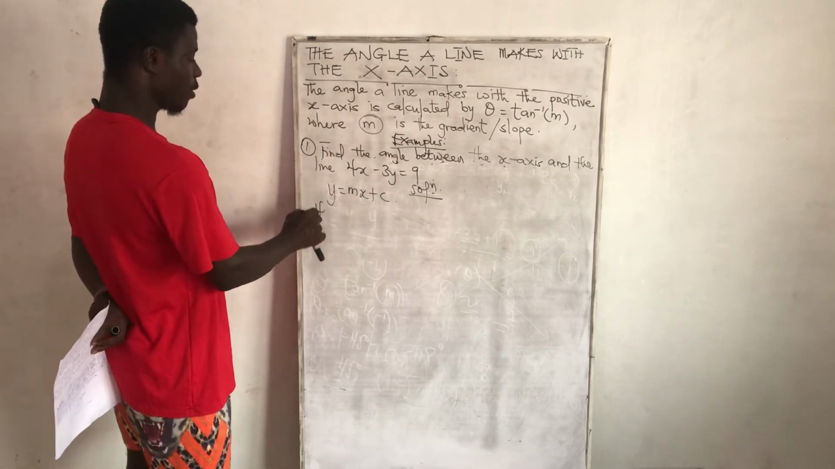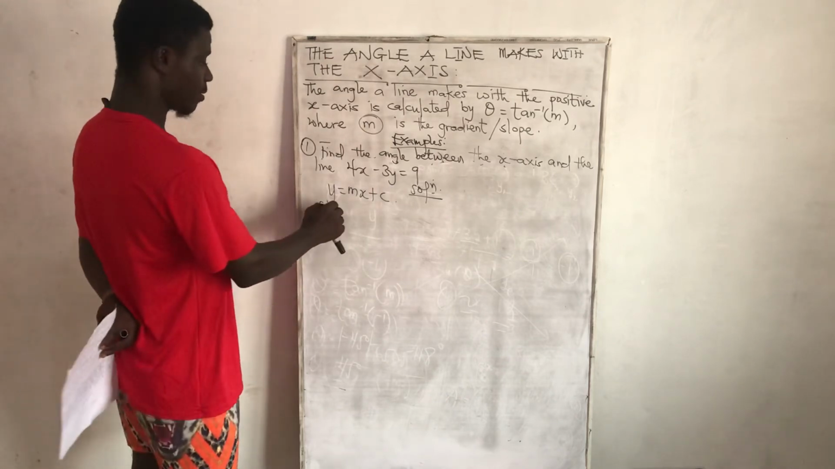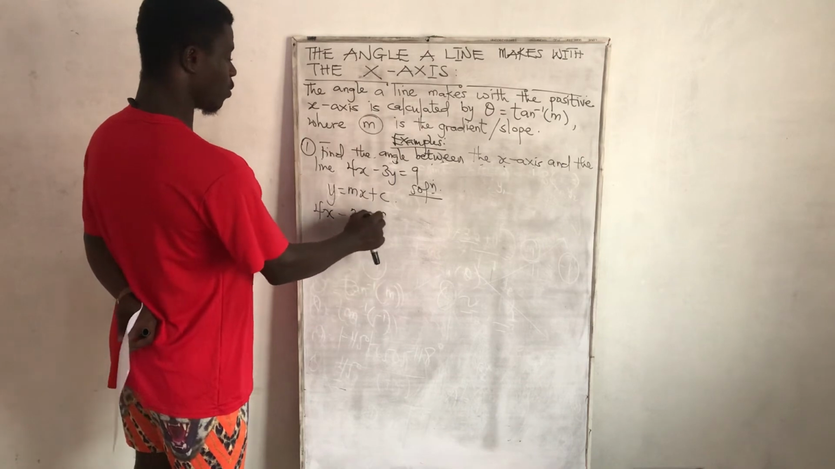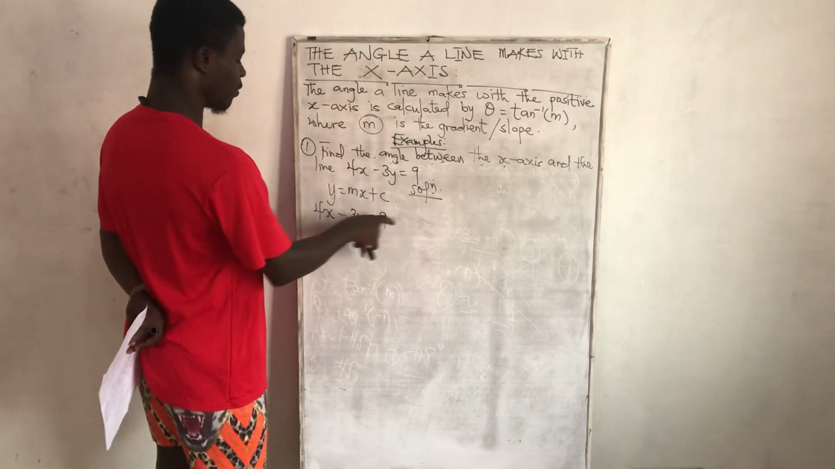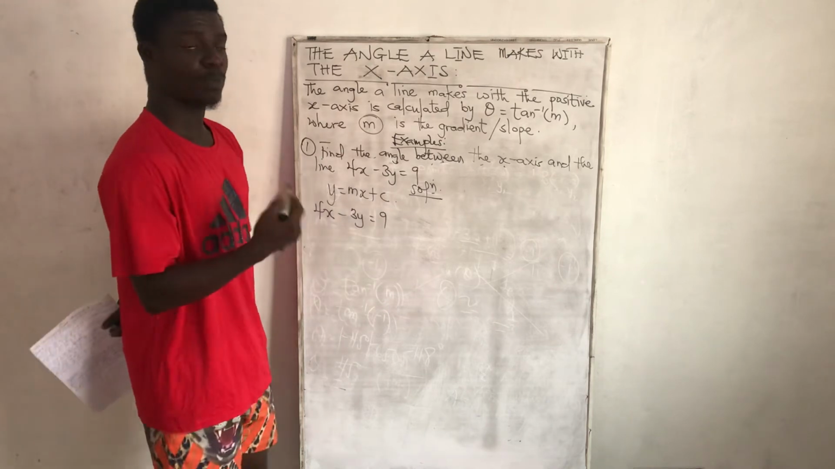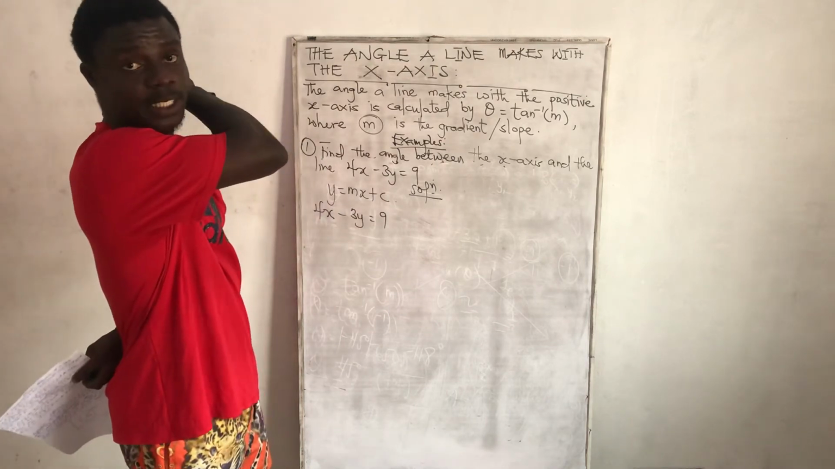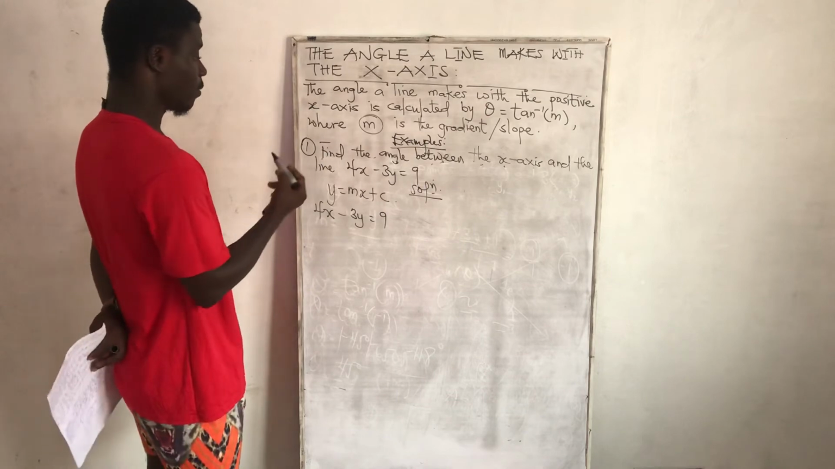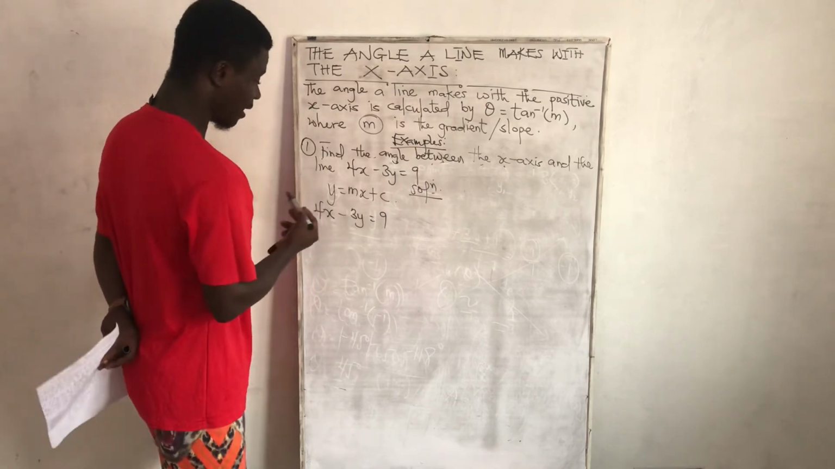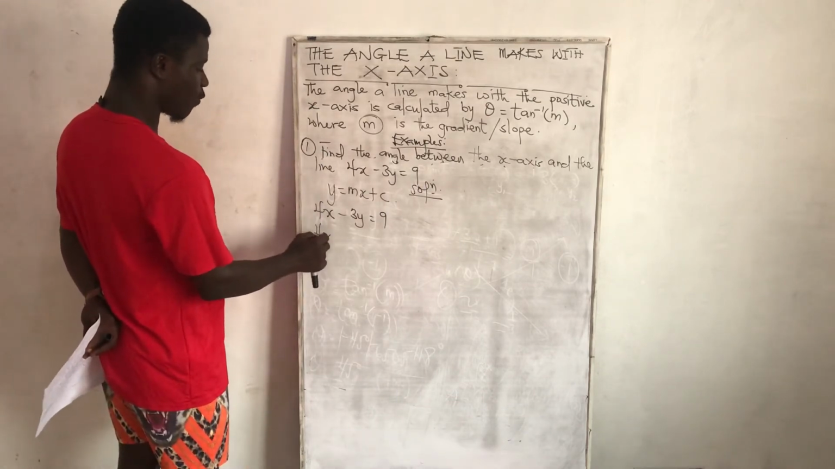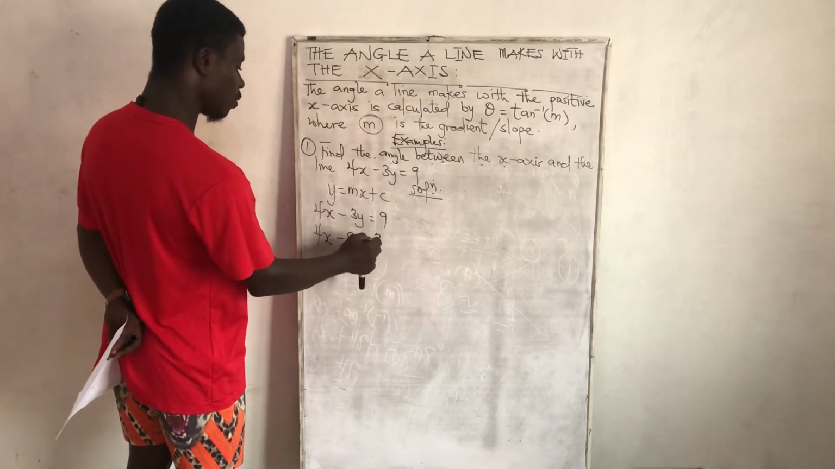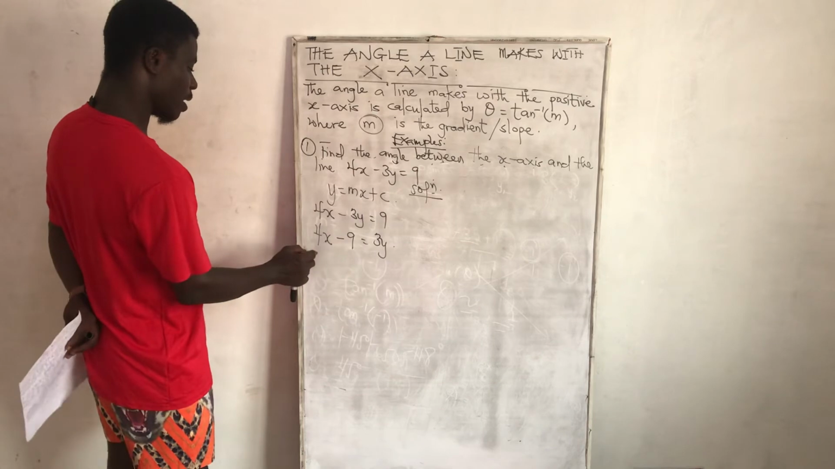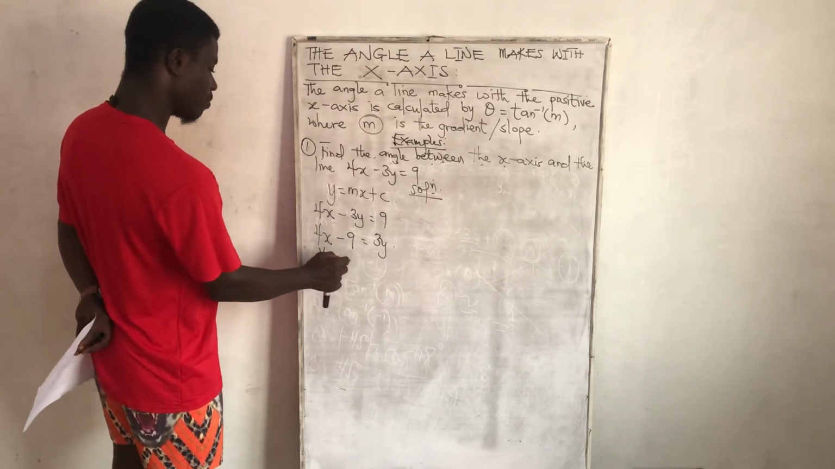So let's make y the subject. We have 4x minus 3y equals 9. We can send this minus 3y to the right hand side because we want a positive y variable. So I have 4x minus 9 equals 3y.